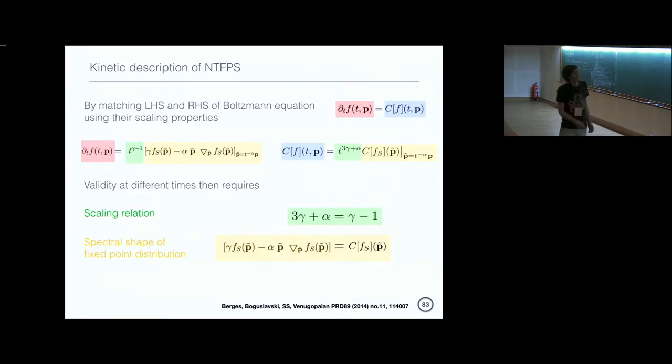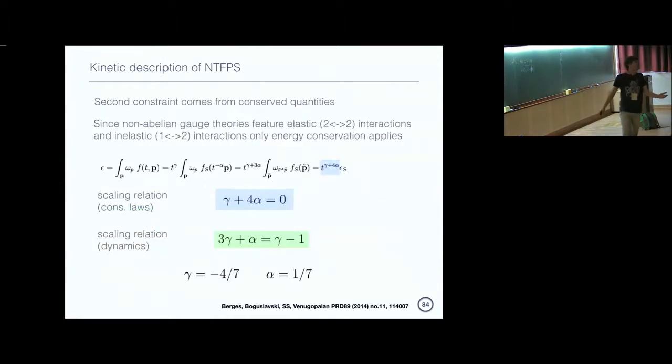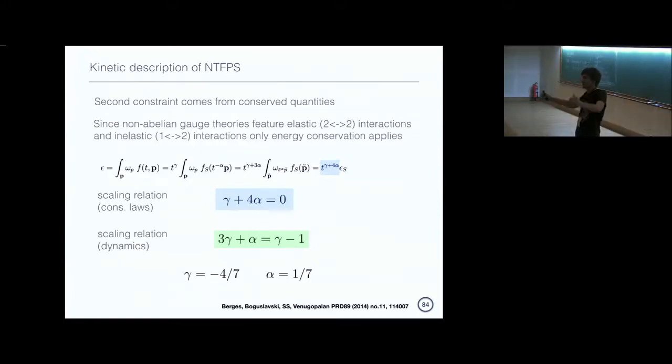However, at this point I have two exponents and I have only one scaling relation, so it's not enough to determine this fully. However, it turns out that the second constraint is extremely simple. As I said very early on, and repeated multiple times, what the thermalization process does is the transport of energy across a large separation of scales. One obvious condition on this process is that the energy is conserved throughout this evolution.